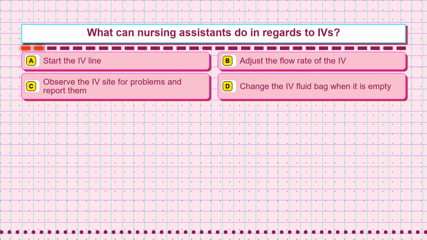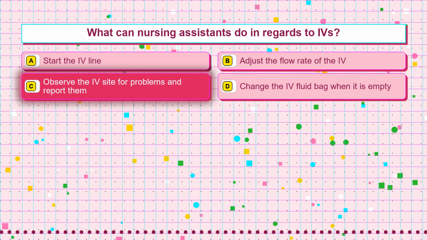Question 82. What can nursing assistants do in regards to IVs? Option A. Start the IV line. Option B. Adjust the flow rate of the IV. Option C. Observe the IV site for problems and report them. Option D. Change the IV fluid bag when it is empty.